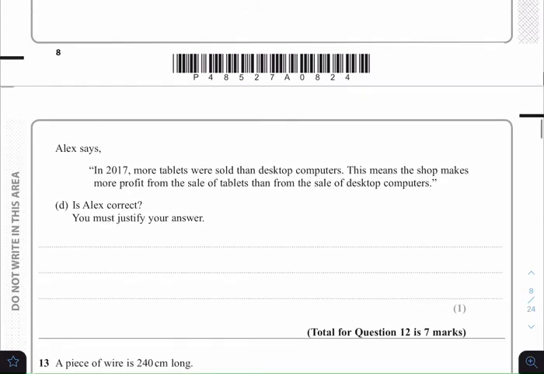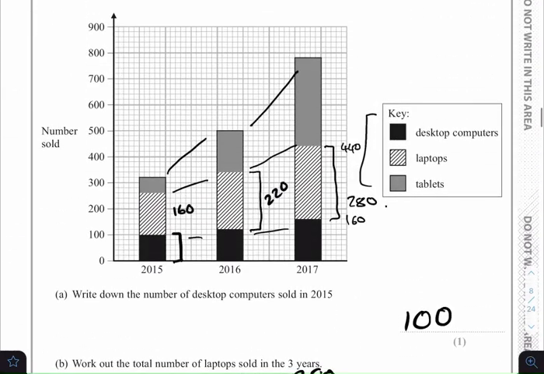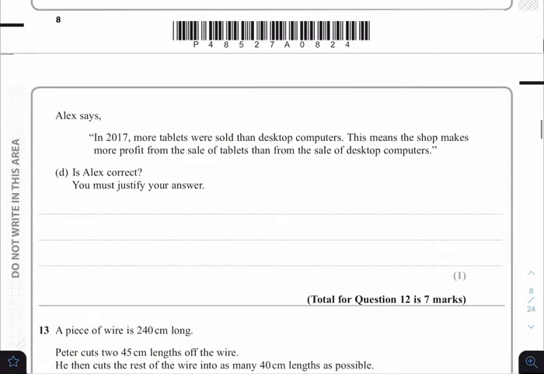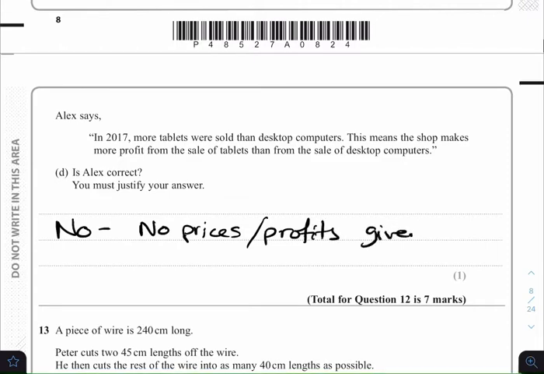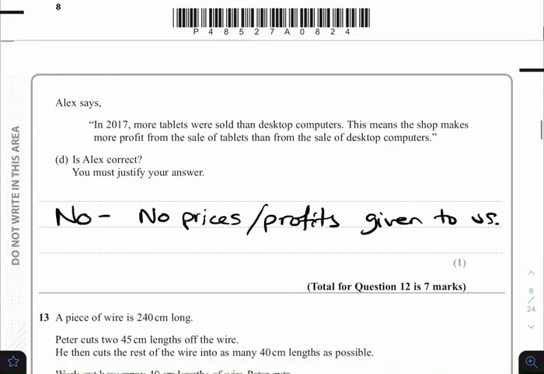So what we can do here is look at the table, but what you can probably notice is that we don't actually have any prices for any of these products, nor do we have the profits made from any of these products. So the answer simply here is no. The reason for this is no prices or profits given. So we can't actually make a statement like that if we haven't got the covering information that will tell us how much money's been made from each of these products.